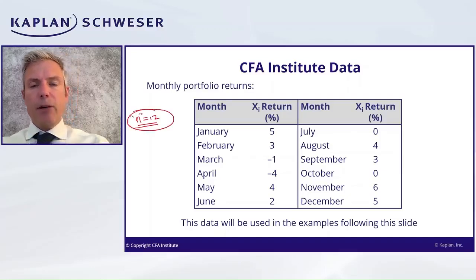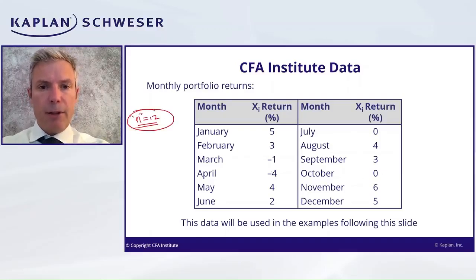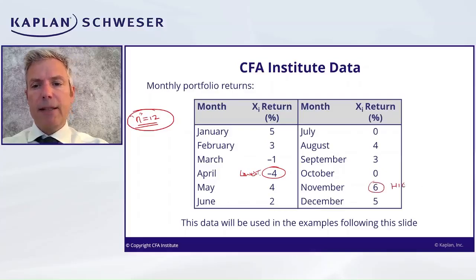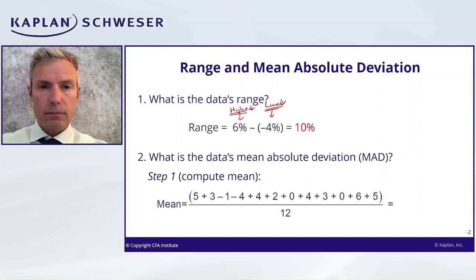Okay, we're going to be looking at the dispersion of this data. First up, the lowest one is -4 and the highest one is +6. So if you're thinking about dispersion, how broadly dispersed this data is, I think the crudest measure would just be to look at that range. The highest data point was 6% and the lowest was -4, and so the range is 10%, 6 minus -4.